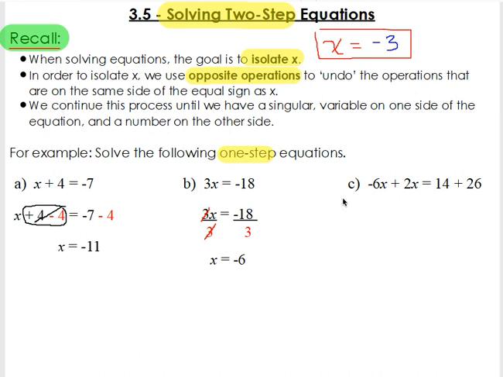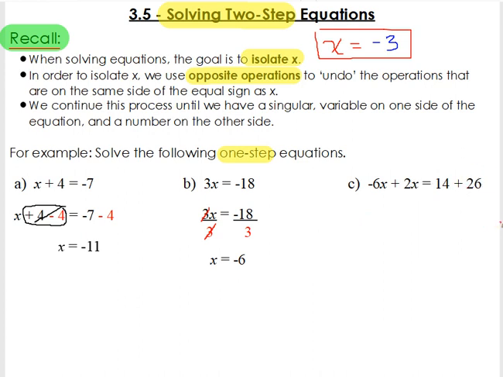Then what we did in Unit 2 was we kind of got a little spicy with these things. Notice over here, this is our equation, right? If I split it, this is the left side, and this is the right side. On the left side, we have negative 6x plus 2x, and on the right side, we have 14 plus 26.